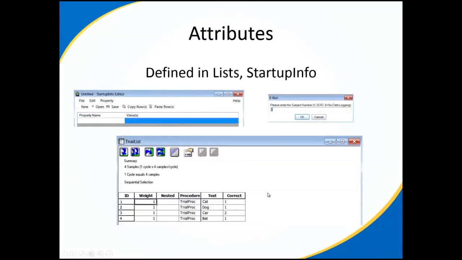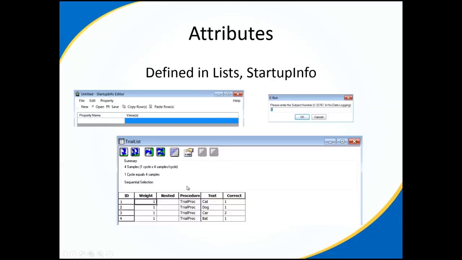It's very important to remember that with attributes, you can set them many different ways. One way is by setting the attribute in Startup Info Editor, which would allow the attribute to be available before the experiment even started. That sets the age, the sex, the gender, any attribute you would like to put in there. You can also have the information entered when you run the experiment, so the participant can put in their subject number or their information, and that attribute would be set in the experiment.